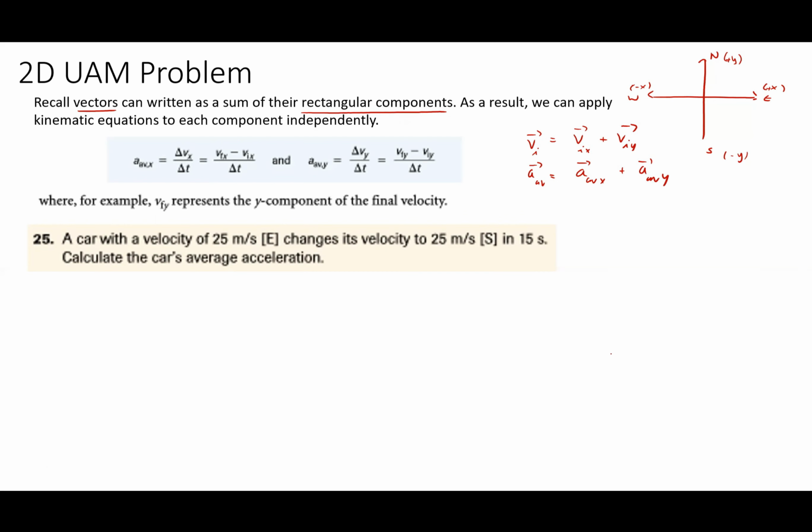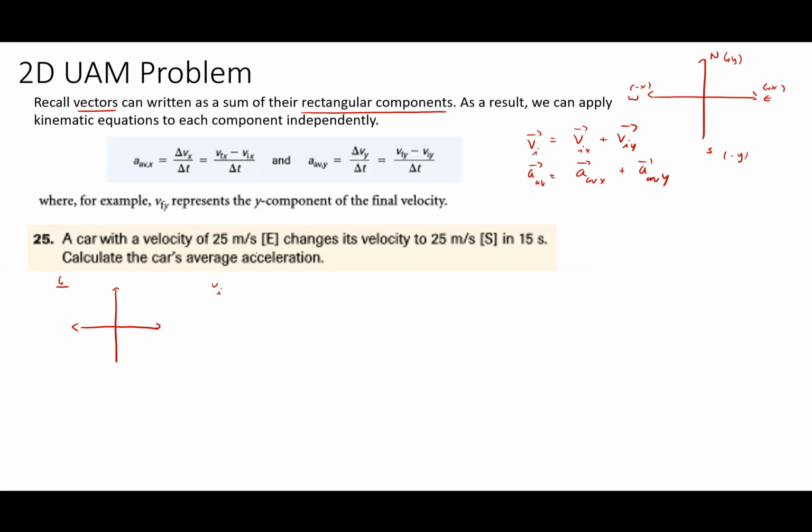If we are taking a look at that, a car with velocity of 25 meters per second east changes its velocity to 25 meters per second south in 15 seconds. Calculate the car's average acceleration. Just to give you an idea of what this would look like. Right, we have an initial velocity here, guys. The initial velocity is 25 meters per second east.